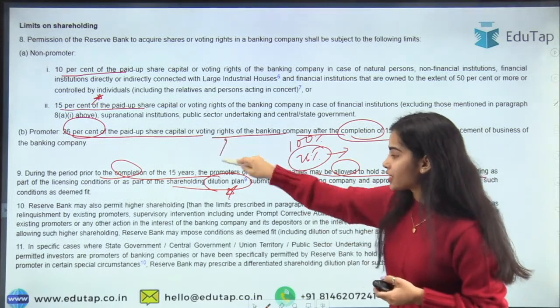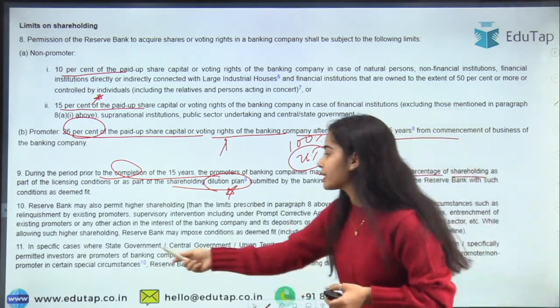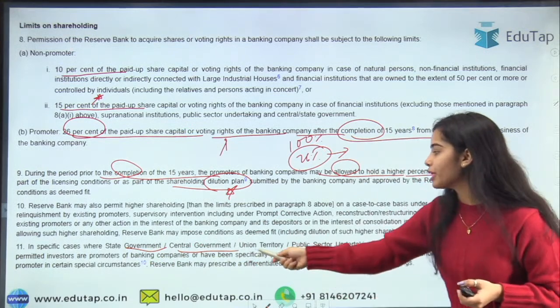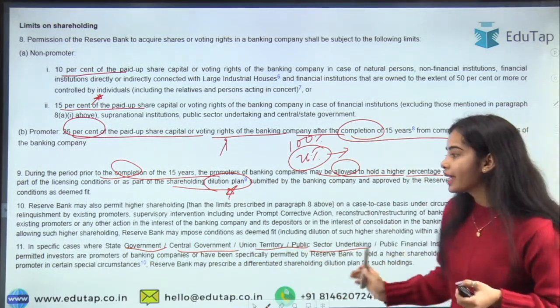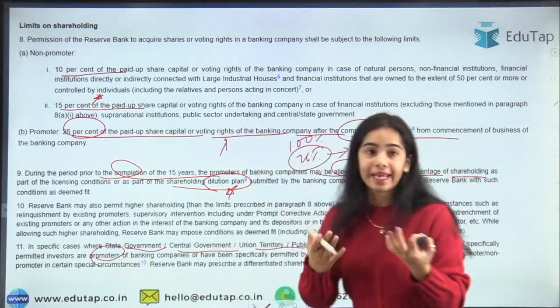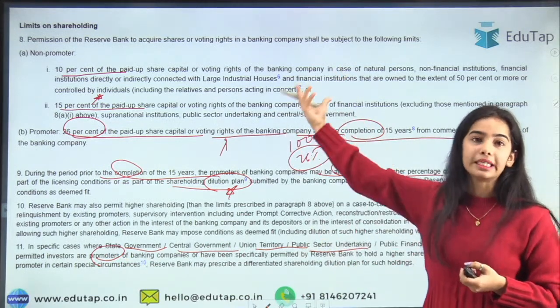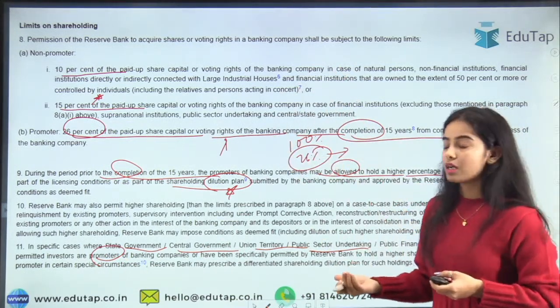So these percentages can be overruled if it is the case for the state government, central government, union territory, public sector undertaking. Then the promoters can hold more than these percentages that are specified in certain situations.